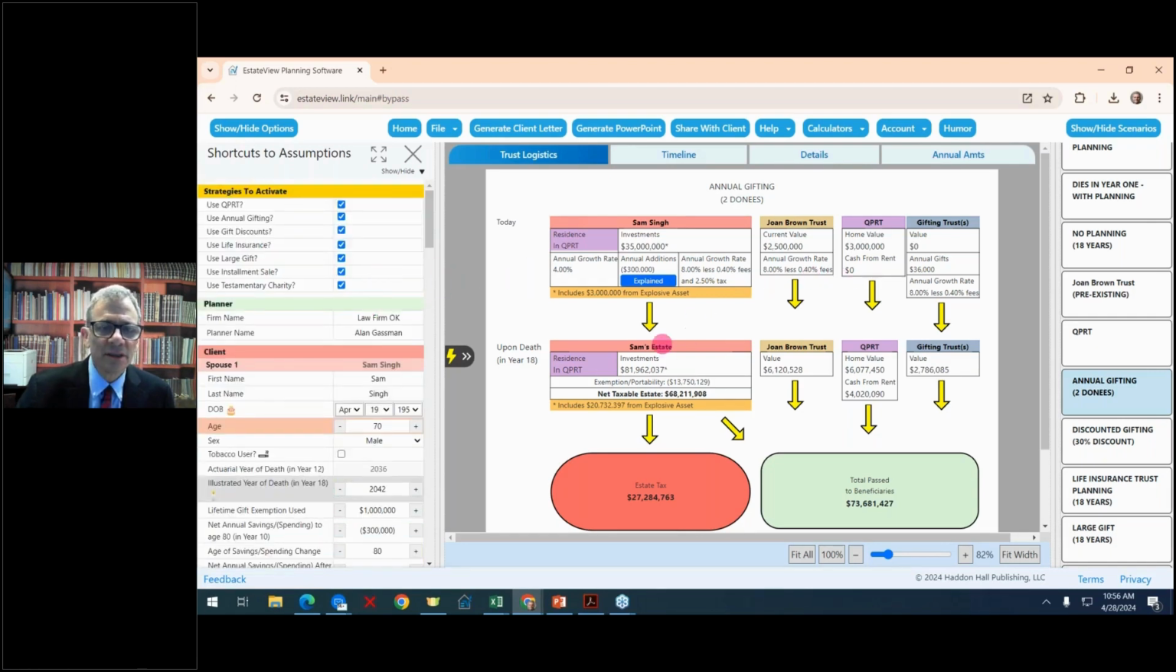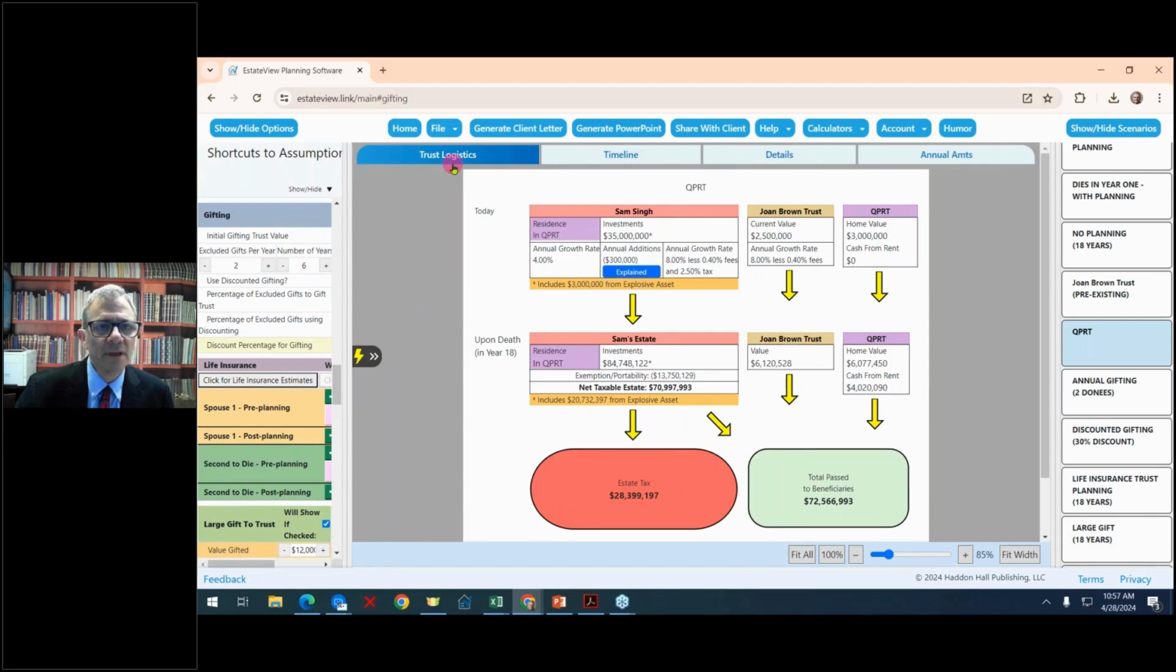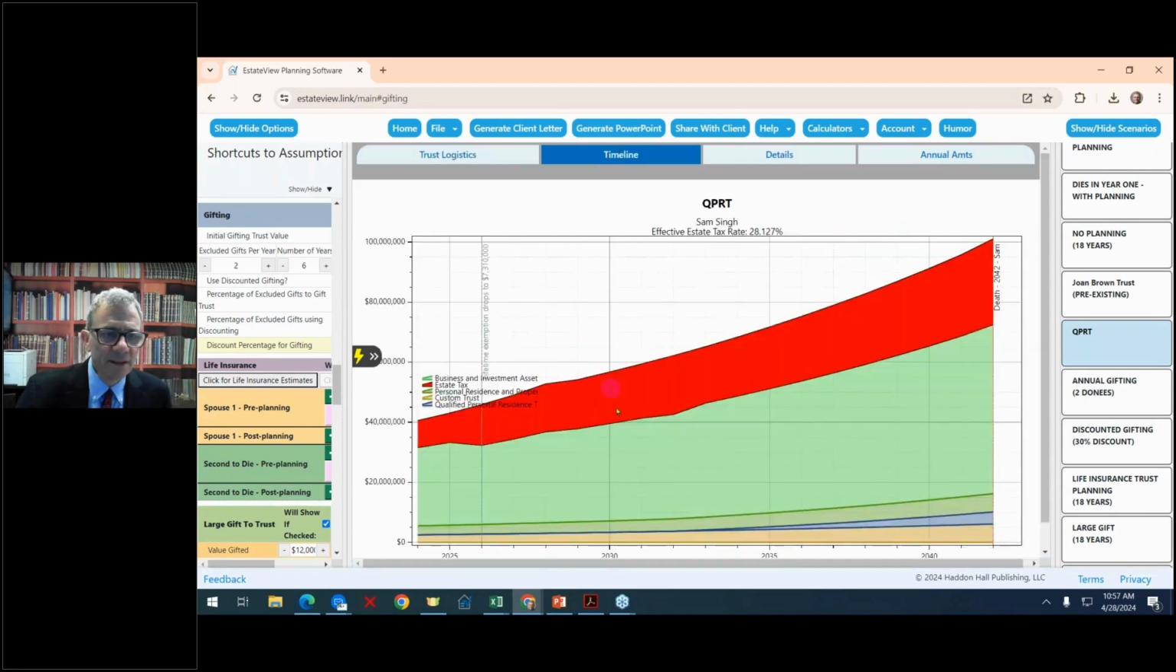In addition, the view I'm showing you here, let's say with the CUPERT, is the logistical view. Across the top, I also have something called a timeline view. When I click on timeline, this is showing me each year that he may die and what the estate tax would be each year that he may die.